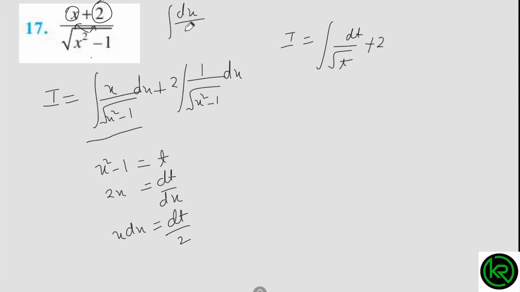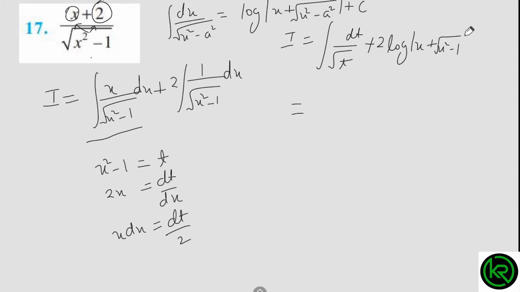This formula, students, integration of dx upon under root x square minus a square is log mod x plus under root x square minus a square mod close plus c. Okay, so here we can write directly 2 log x plus under root x square minus 1, plus c we will write after completing this integral, and this integral will be completed by the x to the power n integration formula.